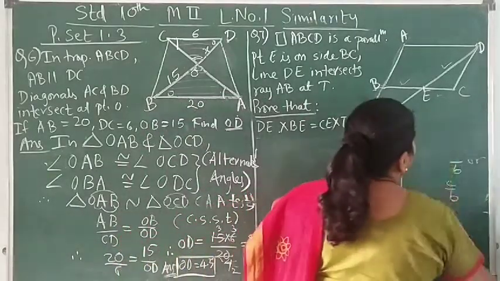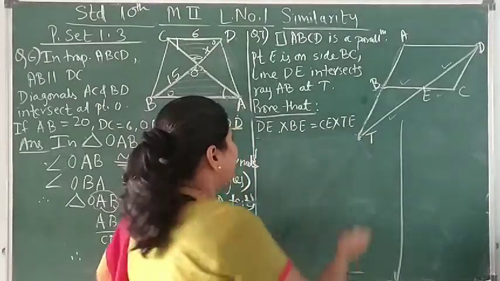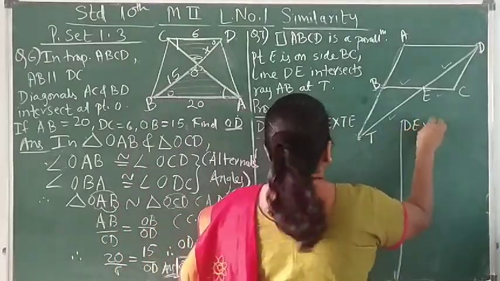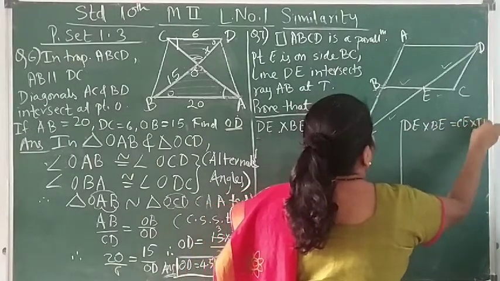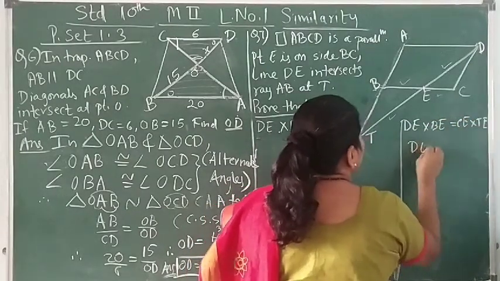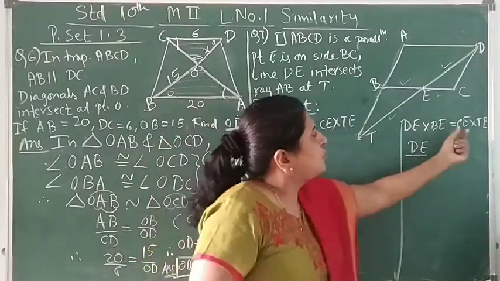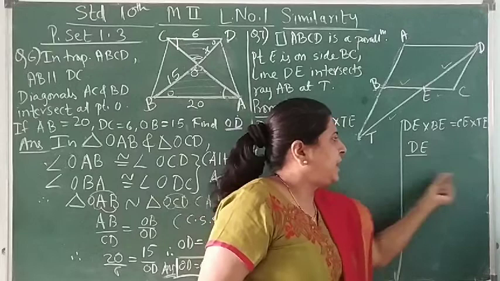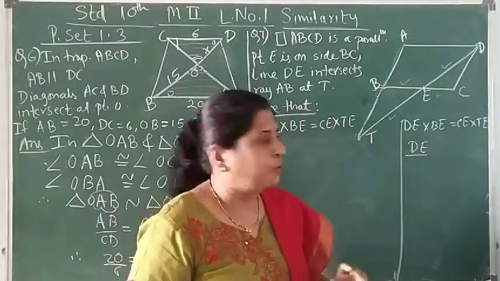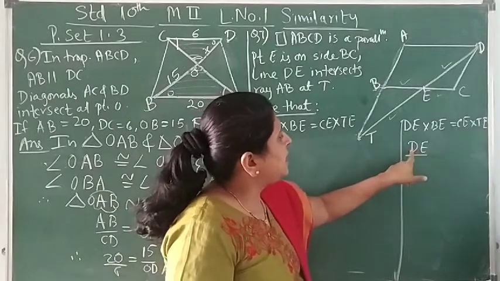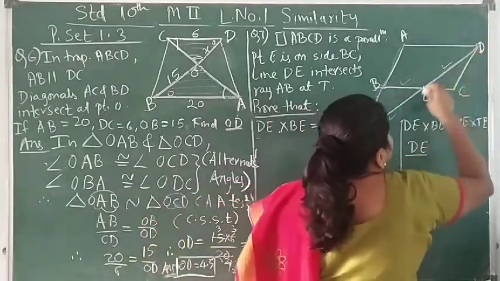Okay, so which ratios do we have to prove to be equal to prove DE into BE is equal to CE into TE? Suppose we are taking DE here in the numerator, in its denominator should we take CE or TE? There is a smart tip for you, there is a clue for you. Now DE, check, it is in which triangle? DE is in triangle DEC.